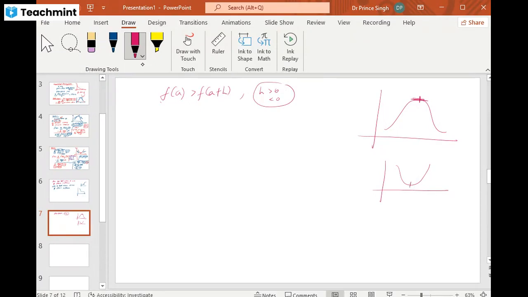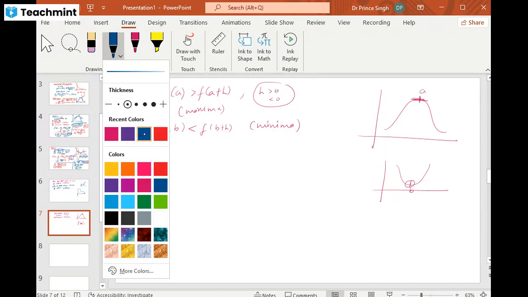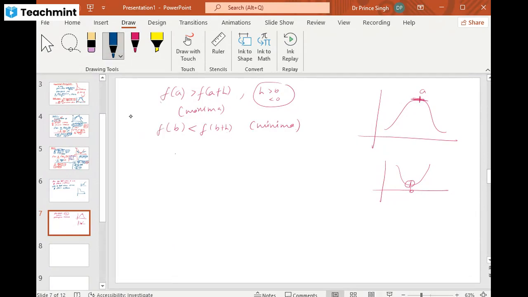And if this is the point of minima, see this is a point A and this is a point B. So B is the point of minima. This is the case of maxima, right? And B is the point of minima if f of B is less than f of B plus h for any value of h, whether h is positive or negative. Then this is the condition of minima, right? So to get this particular condition, what can we do? We can use here Taylor's theorem, the Taylor series.